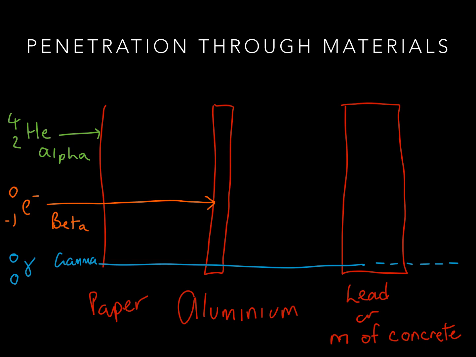Alpha particles will get stopped by paper. Beta particles will go through paper, but be stopped by aluminium, and gamma will go through paper, aluminium, and a lot of lead and concrete. It won't be stopped entirely, but it will be severely weakened by it.